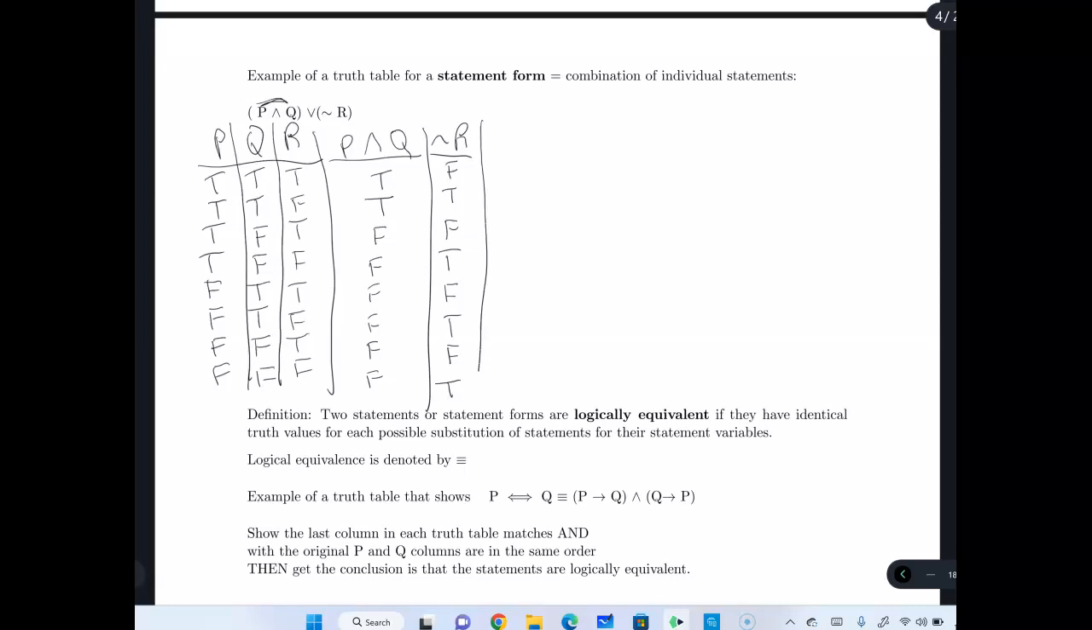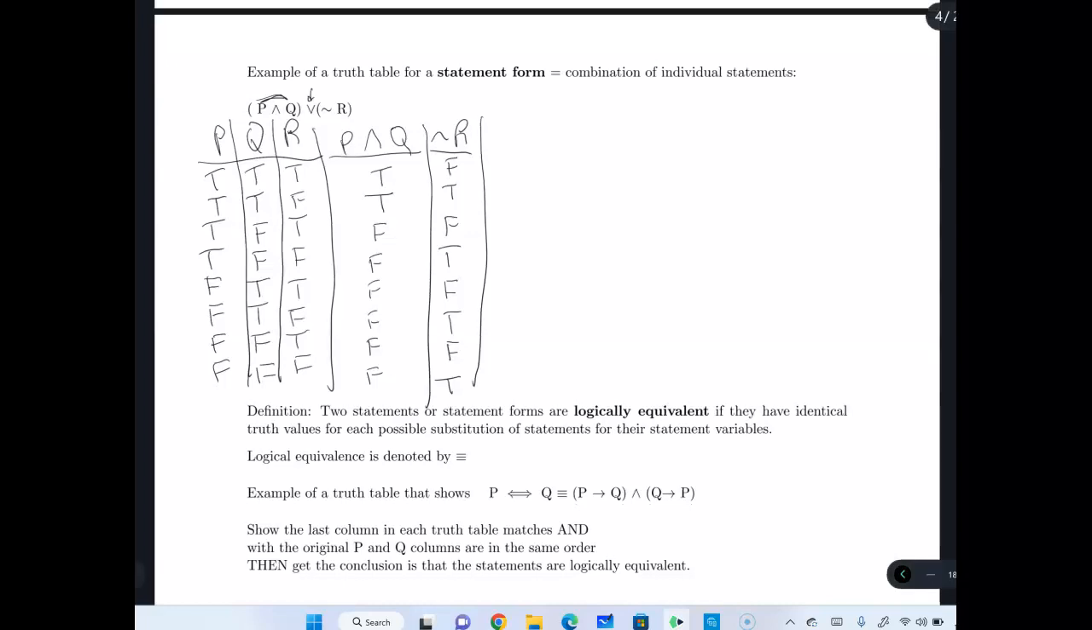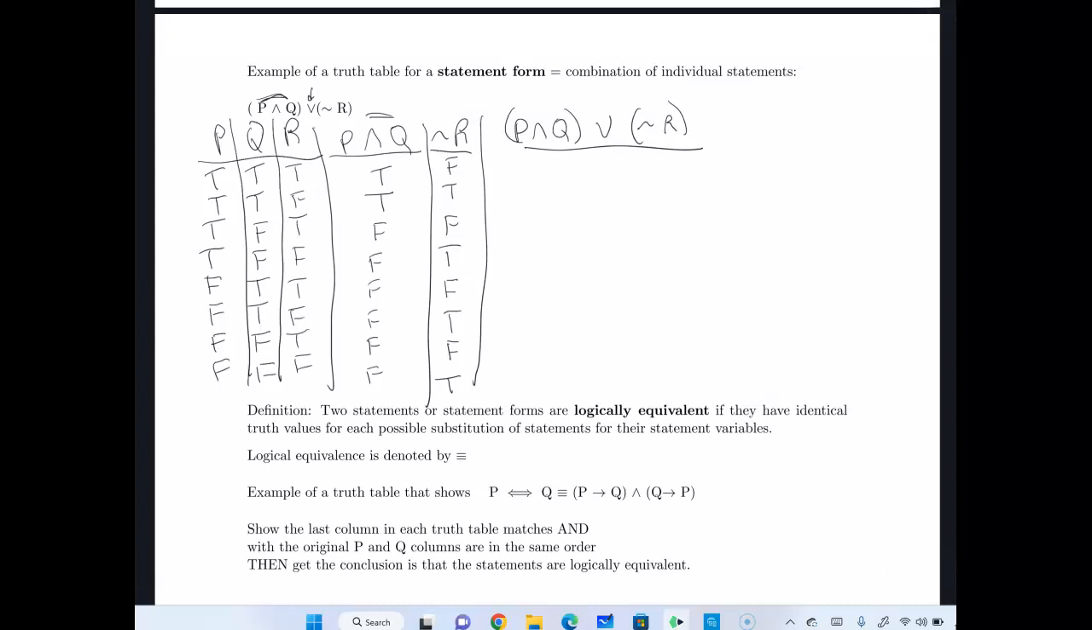Okay, so now I'm going to take the or between these two, right? I'm going to make this. So I have P and Q, which is this column, right? Or not R. Okay, so remember that's saying, are one of them true? So here I have true and false, so that's true. True and true. False and false, so that's false. False and true, true, false and false. There's one true, false, and true. Okay, so this is the statement form, and this is what I get from all of these being together.